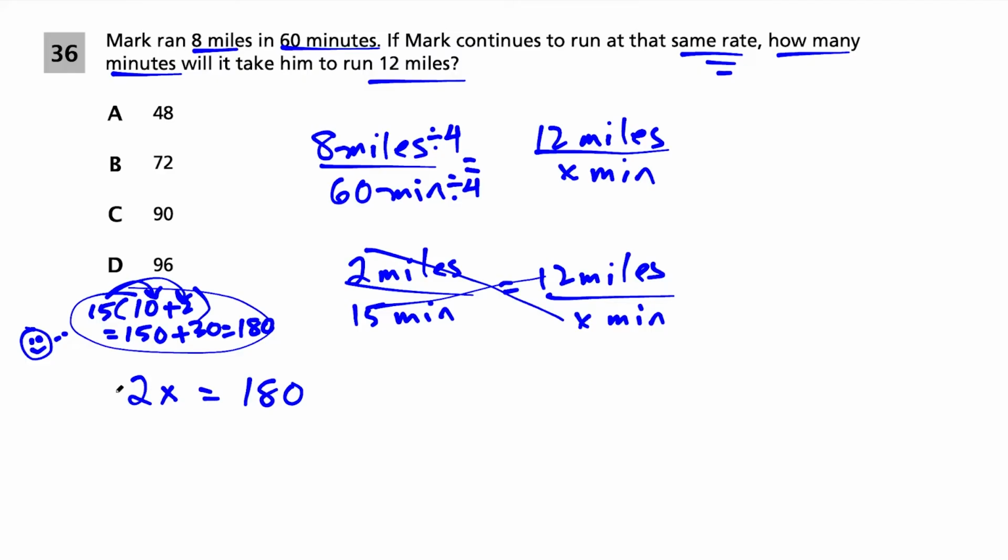But now to solve this resulting equation, just divide both sides by 2, because the opposite of multiplying by 2 is dividing by 2, and that'll get the x by itself. 180 divided by 2 is 90, so this will match up with choice C.